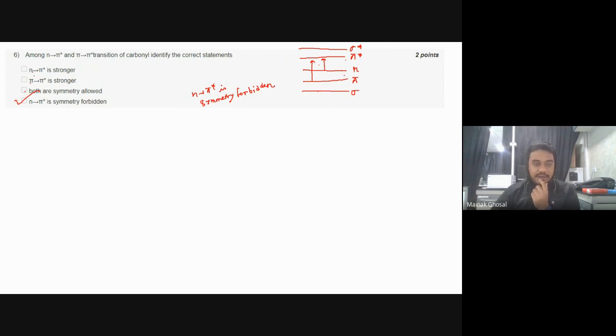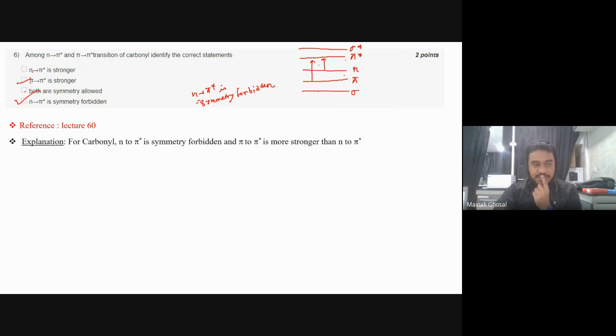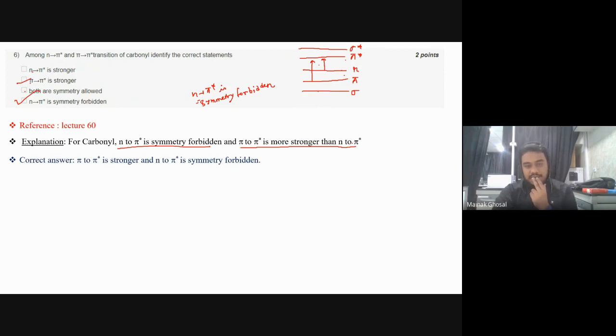But now you have to find which one is stronger. Since this is symmetry forbidden, this will be weaker in intensity. So pi to pi star will be stronger in intensity. Okay. So you can find this also in lecture number 60, that for carbonyl, n to pi star is a symmetry forbidden transition, and pi to pi star is stronger than n to pi star. So this is the answer. Pi to pi star is stronger, and n to pi star is symmetry forbidden.